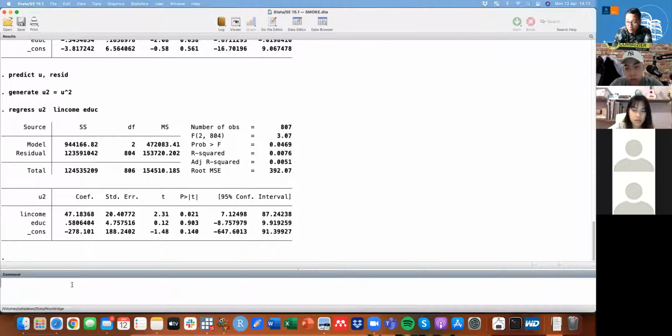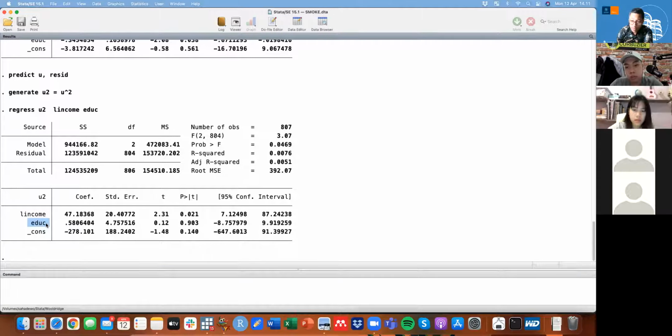Technically, we're going to identify whether or not we reject delta 1, which is delta log income, and delta education are simultaneously equal to 0. How do we do that? It's actually quite easy. We're just going to use these two statistics, the F-test and the corresponding p-value. Given this p-value, we're going to identify whether we reject or do not reject the null hypothesis.